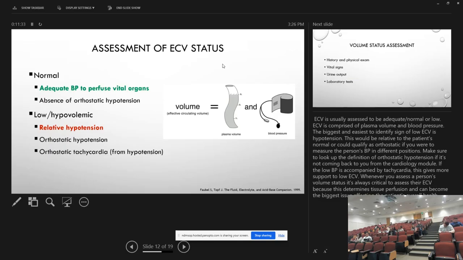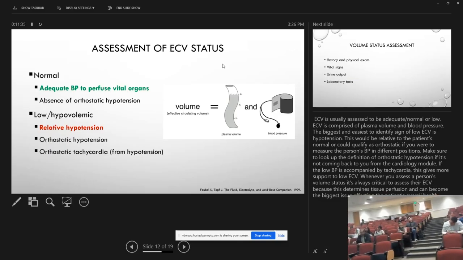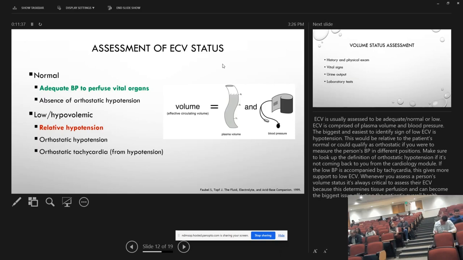So normal effective circulating volume really is adequate blood pressure to perfuse your vital organs. I mentioned that. So low, you can have relative hypotension, orthostatic hypotension, and orthostatic tachycardia.